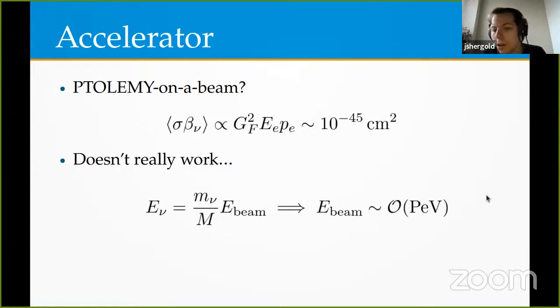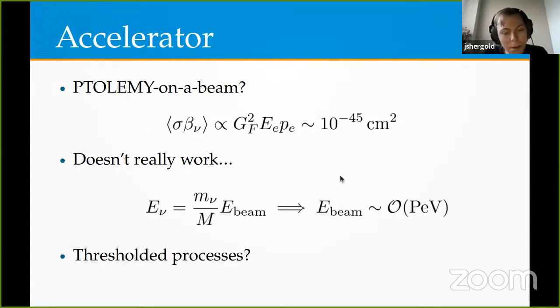You don't want to do this, and if you build something this big, even at 1 PeV, for example, you only gain, say, 1 order of magnitude in your cross section. So you still need to put 10 grams of tritium on your beam, which is not really worth it. If you wanted to increase it by a significant amount, you'd have to go up to ridiculous energies that are just completely infeasible.